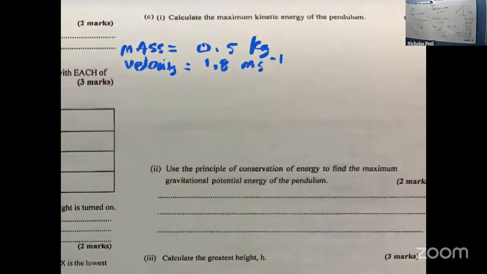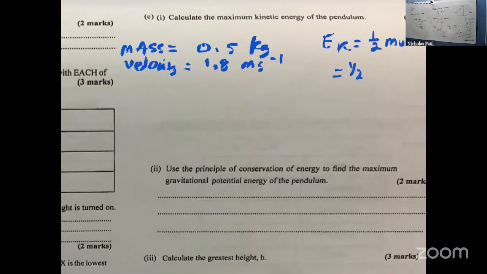Any more answers? I have 4 answers there. Energy is in joules. It should be in joules. Remember all those energies are in joules. So that would be kinetic energy. What's the formula? A half m v squared.